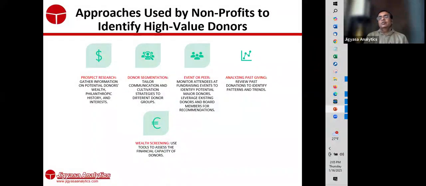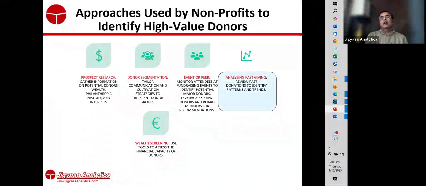And then there is the data science approach of analyzing past giving. We review past donations to identify patterns and trends. And that is the focus of our conversation today. How we learn from our data, use data science to identify high value donors. And I should qualify that by saying I'll be focusing on high value prospects more than donors.